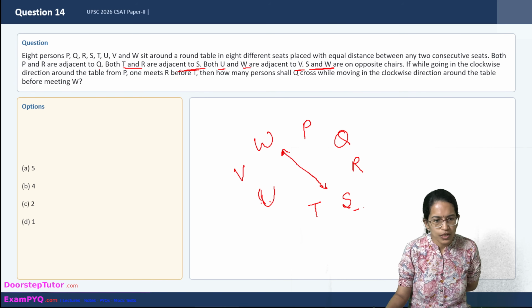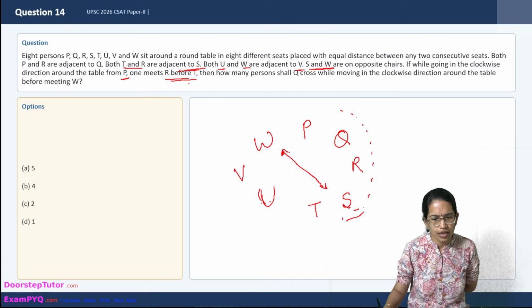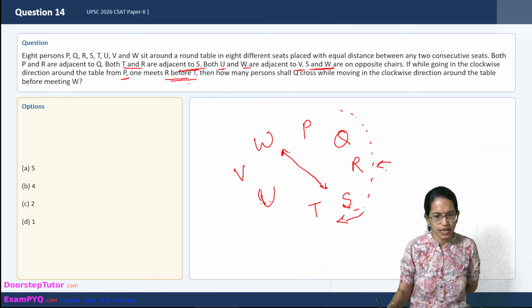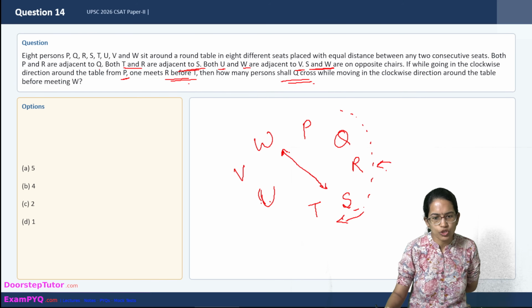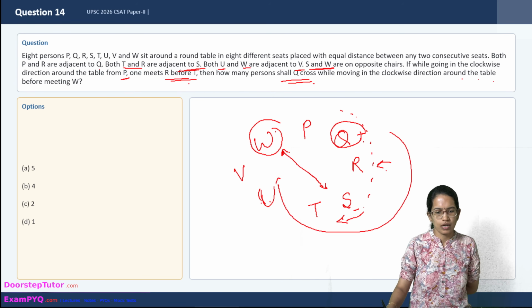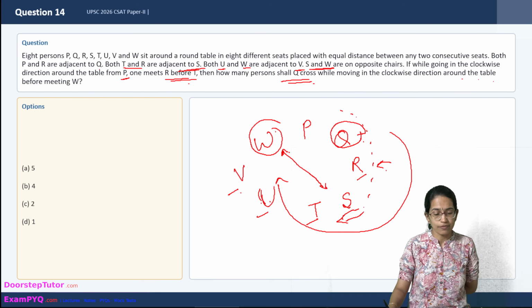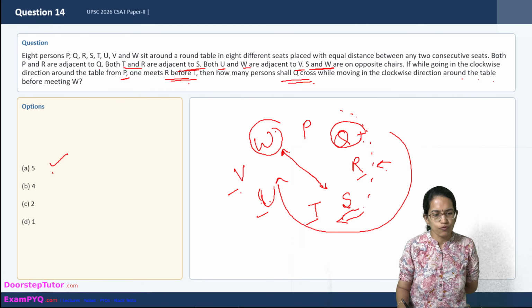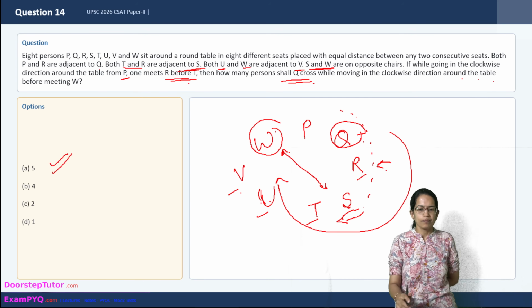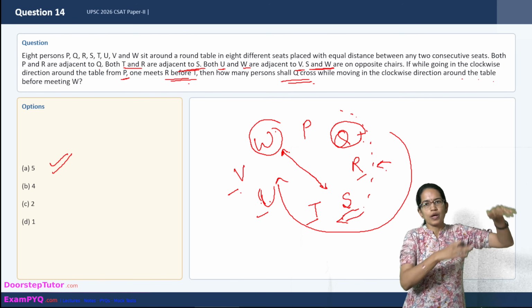Then it says while going clockwise in the direction from P, one meets R before T. So while moving from P towards T, I cross R in between. Okay. Then how many persons shall cross Q while moving in the clockwise direction before meeting W? So before meeting W, how many persons would cross Q? So R, S, T, U and V. So 1, 2, 3, 4 and 5. So 5 people would cross. I hope that's simple. So it's moving clockwise from Q to W. How many people in between?